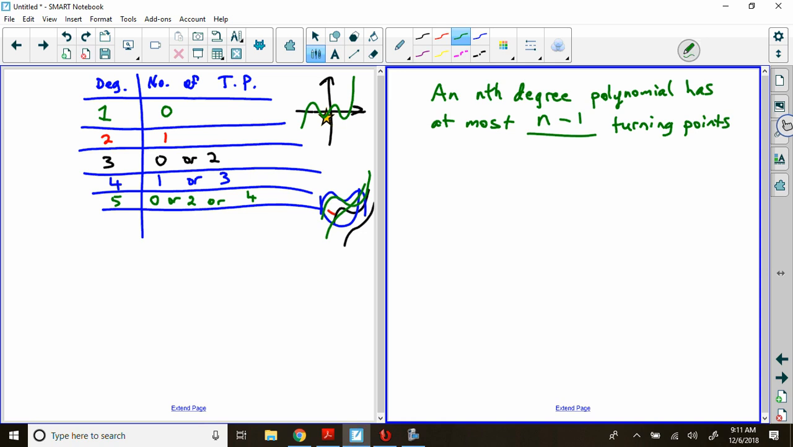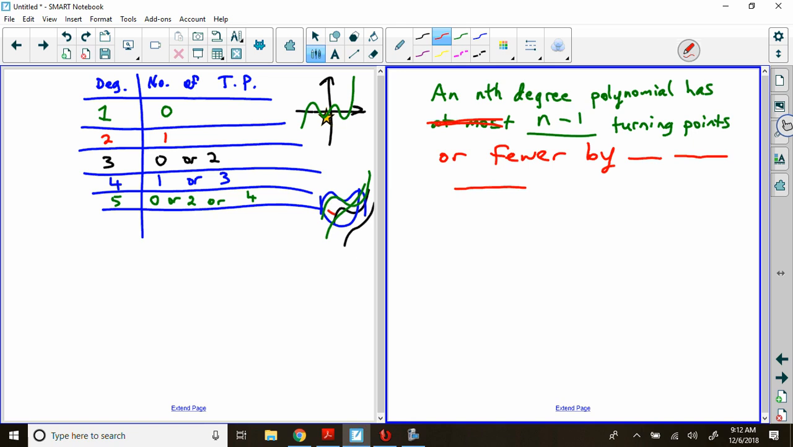If we didn't use the language at most, we would say an nth degree polynomial has n minus 1 turning points or fewer by blank, blank, blank. So let's see. If the degree is 2, it could have 1 turning point. If it's 3, it could have 1 less than 3, which is 2, or none. In 4, we went with 1 less, which is 3, or 1. 5 was 4, 2, or 0.